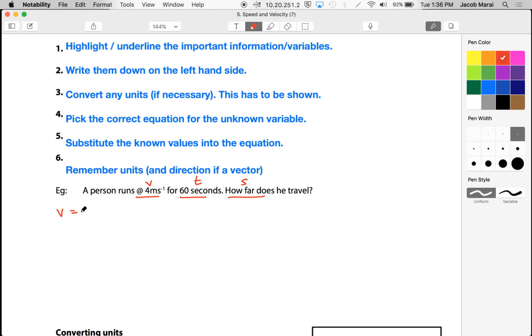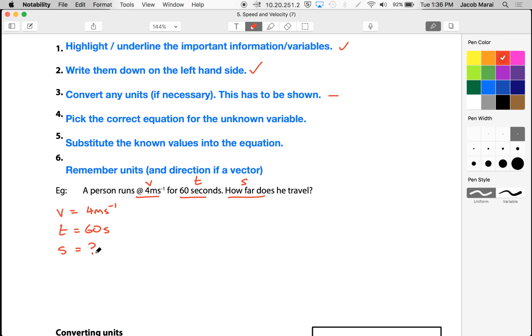We're going to go over here. V equals 4 meters. We'll just go 4 meters per second. T equals 60 seconds. S equals question mark. So, I've just done step 1. I've just done step 2. I don't need to convert any units yet. We'll learn about that in the rest of today's lesson. So we don't need that for now.